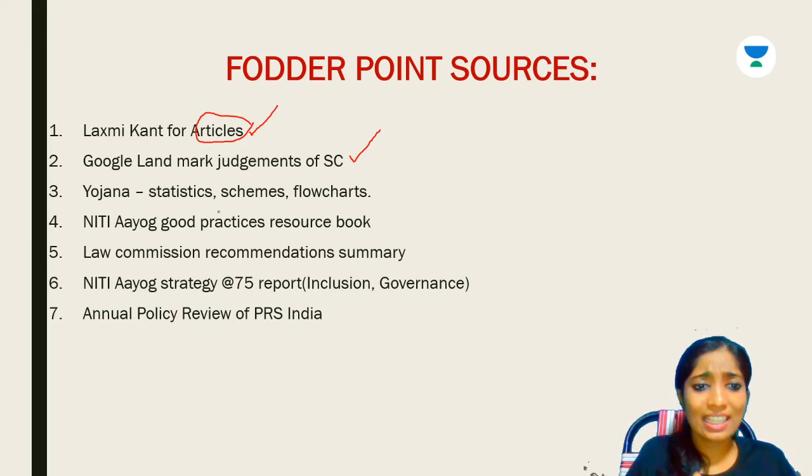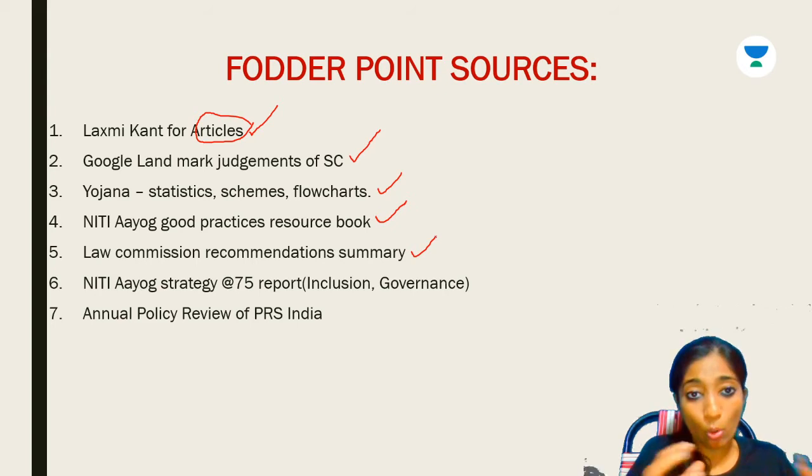And regarding schemes, statistics, and flowcharts, Yojana will be very helpful. Then I already mentioned the Niti Aayog Good Practices Resource Book for examples. You can give examples, some of the initiatives taken by the states. And then the Law Commission Recommendation Summary. You can just Google it, it is available. That also you can refer to for solutions. If any solutions are to be given for overcoming the limitations, then this will be good enough.